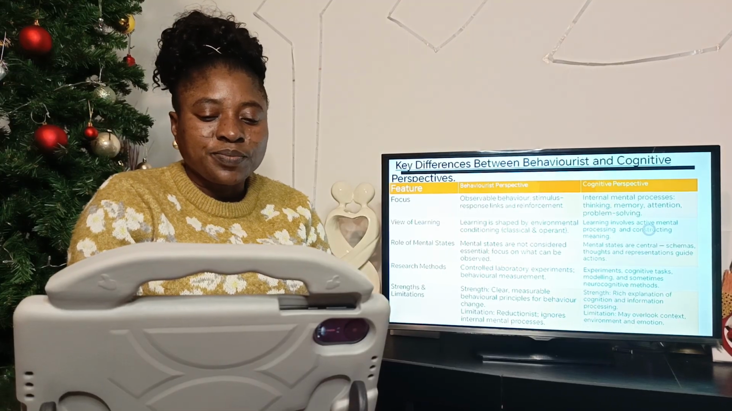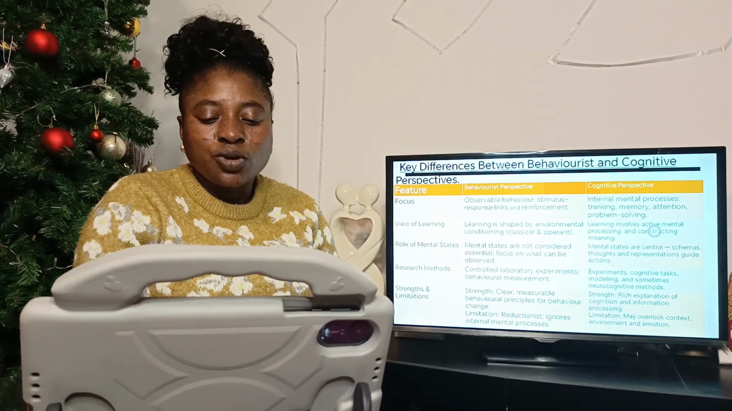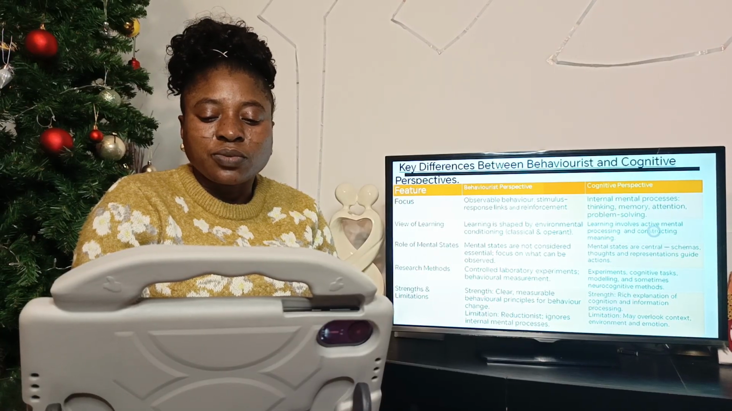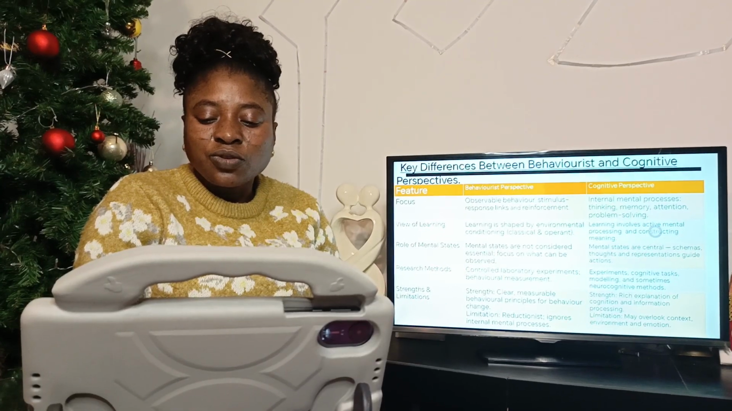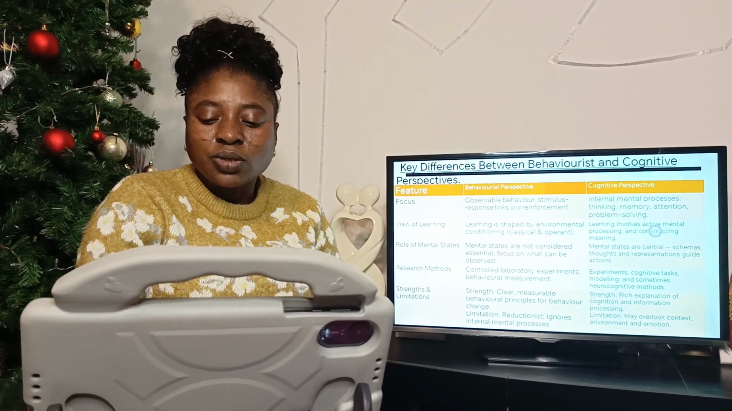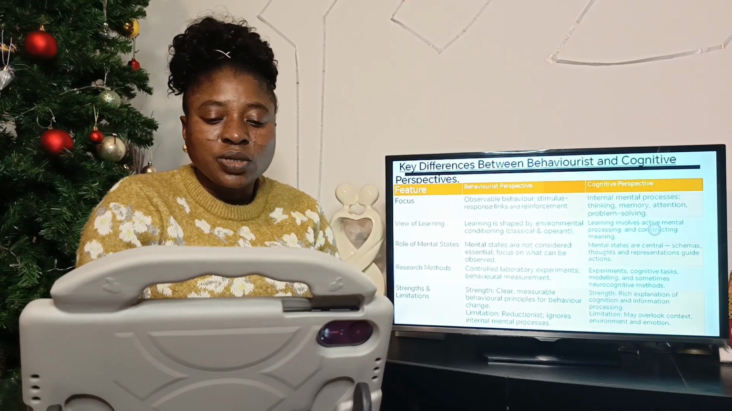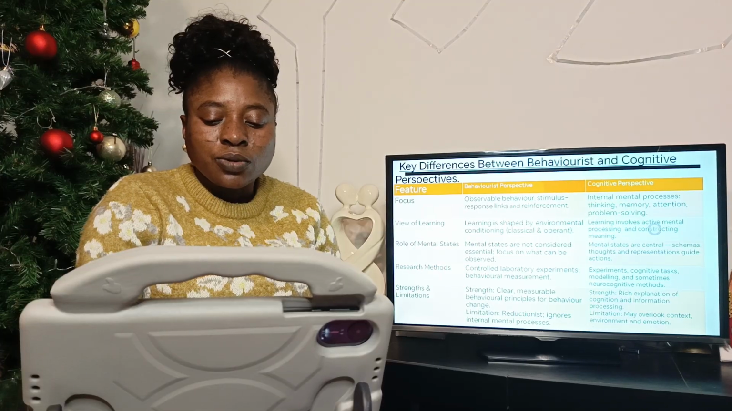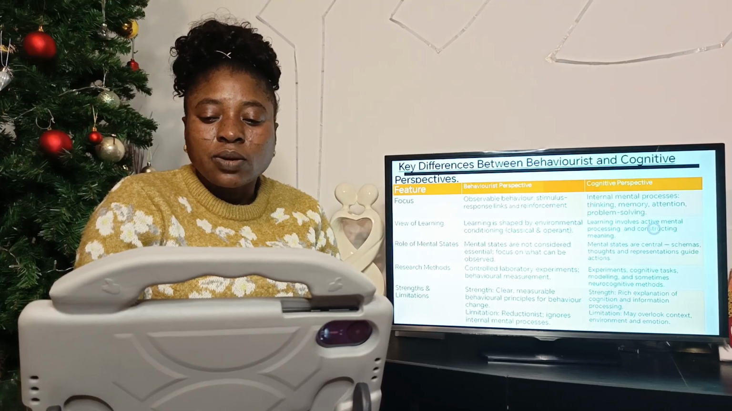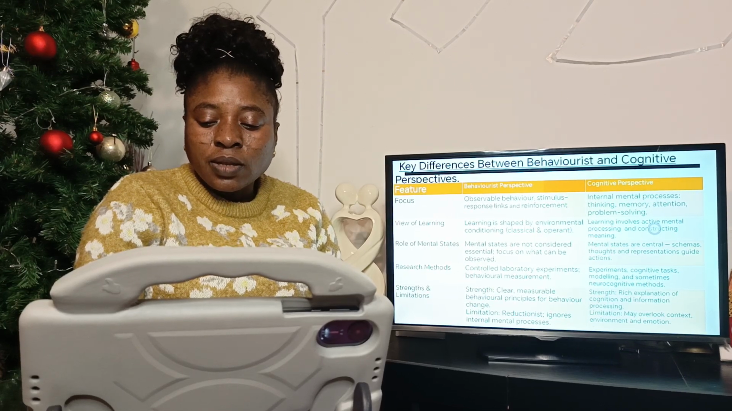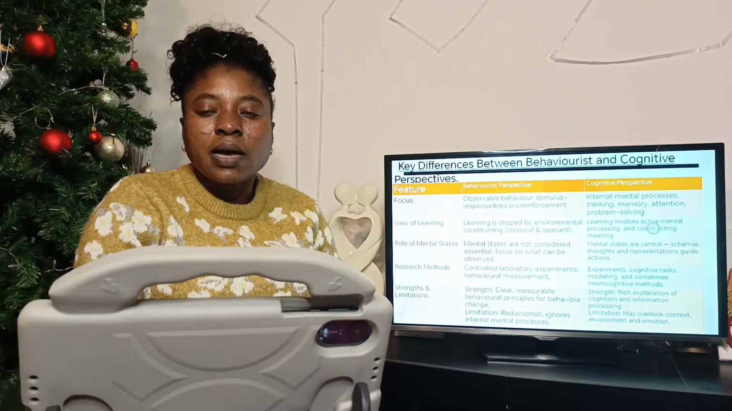Strengths and limitations. In the behaviorist perspective, the strength: clear, measurable behavioral principles for behavior change. While in the cognitive perspective, the strength: rich explanation of cognition and information processes. The limitation in the behaviorist perspective: reductionist, ignores internal mental processes, while in the cognitive perspective, the limitation: it may overlook context, environment, and emotion.